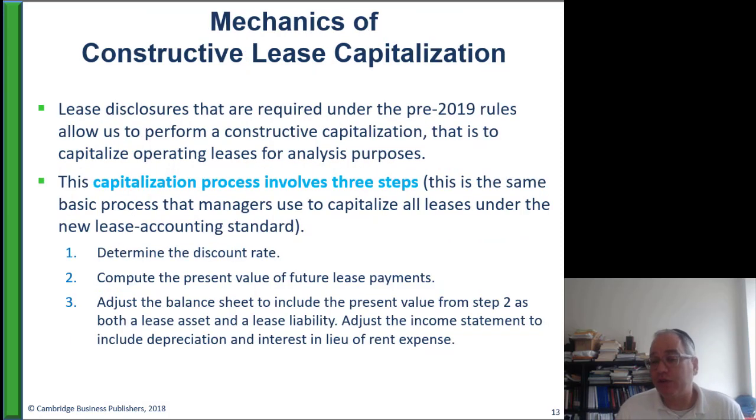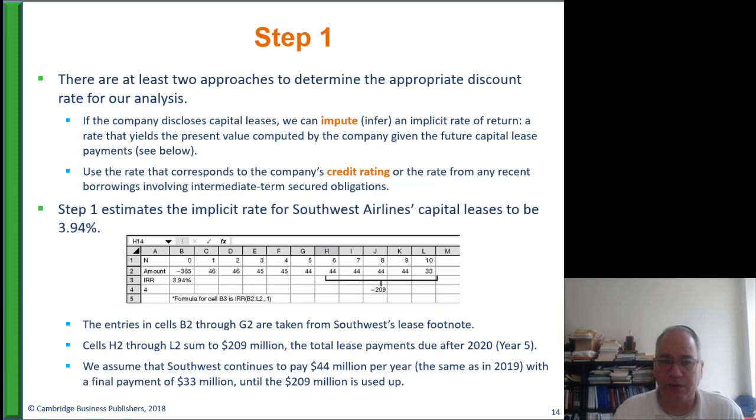So the way we would do constructive capitalization, what I would call the sandbox, where we play in the sandbox to reconstruct the balance sheet the way we would want it to appear, is we need to determine the discount rate, compute the present value of future lease payments, and then adjust the balance sheet. So let's look at Southwest Airlines for a moment.